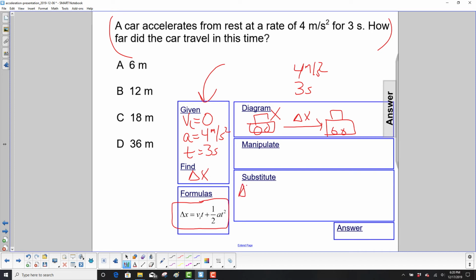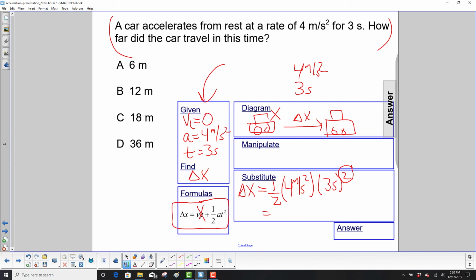So we start with delta x is v sub i t. So what is our initial velocity? Well, it's 0, okay? So this term doesn't even show up. All we have is 1/2 the rate, 4 meters per second squared, times the time squared. So 3 seconds squared. Be careful about this too. The most common error in the second kinematics equation is people forget to square that term. So we're not going to forget.